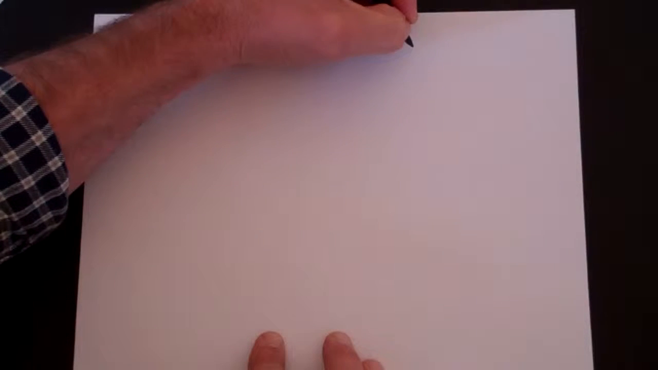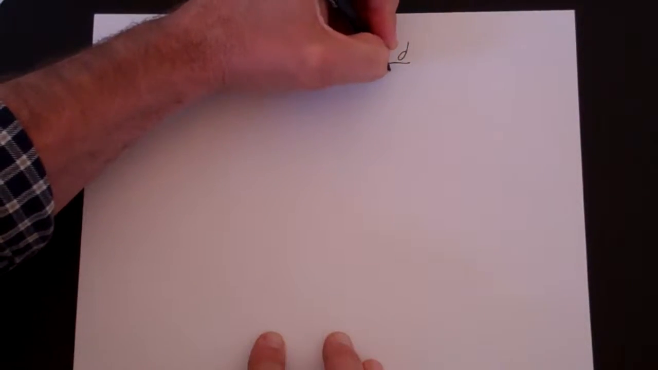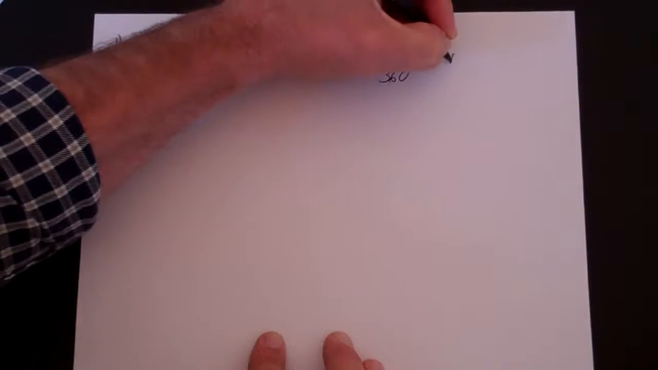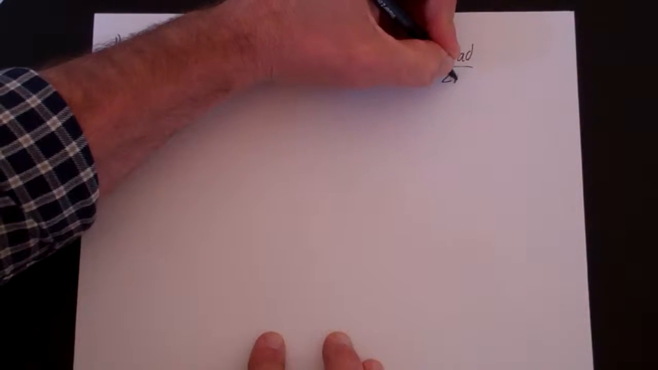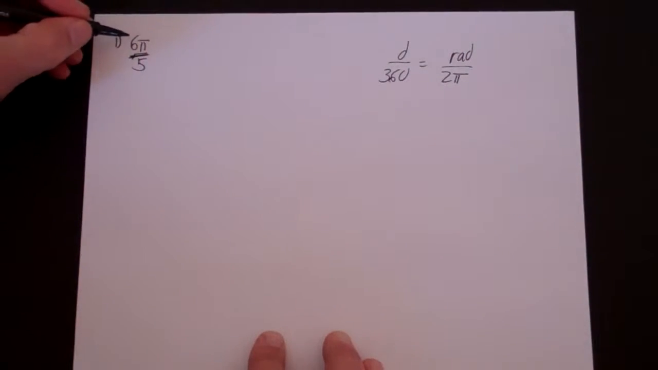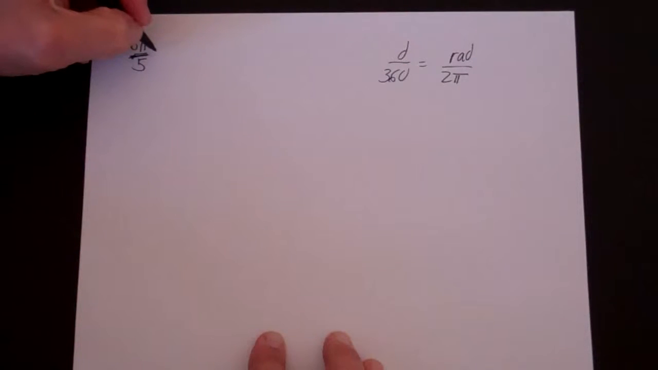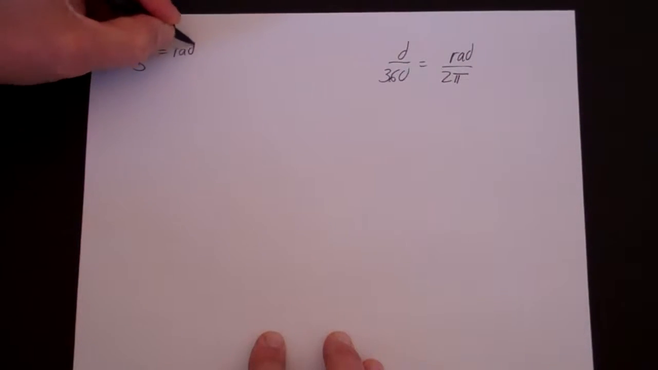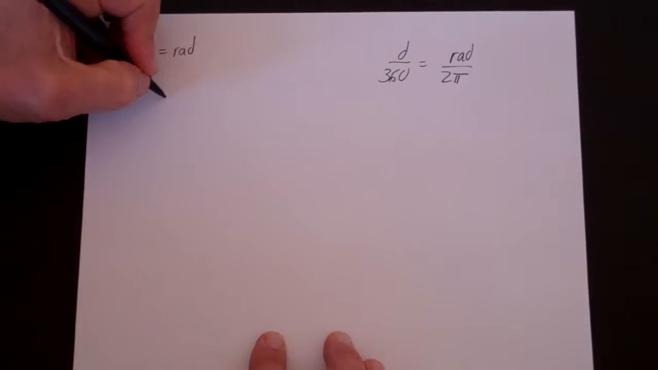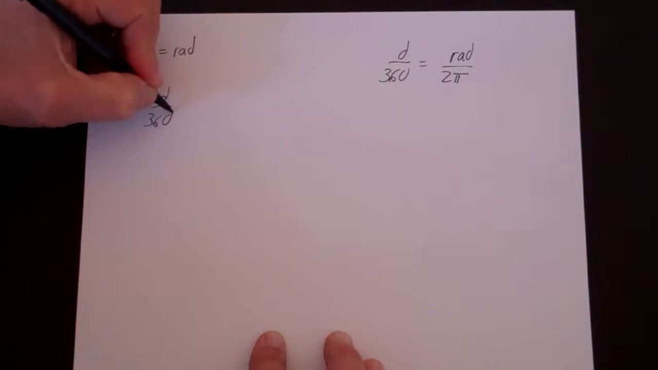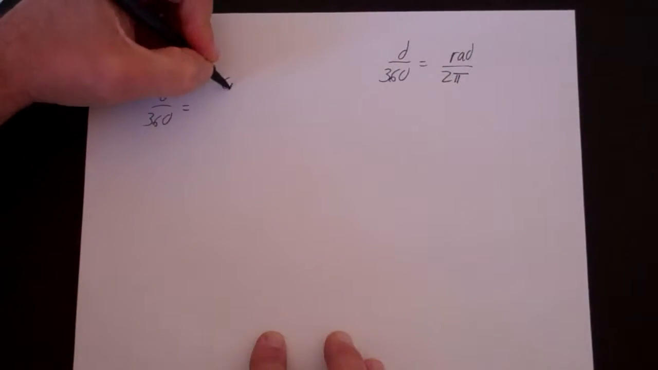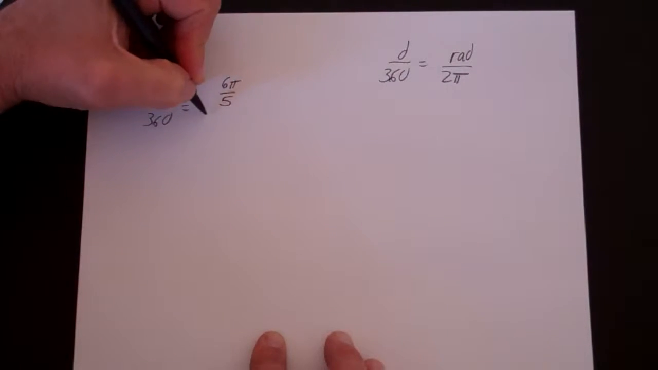In the first one, we want to convert 6 pi over 5, which is in radians, to degrees. In all of these cases, we're going to use the exact same formula: D over 360 is equal to radians over 2 pi. So you have 6 pi over 5 as the radian measure. If you plug this into the formula, you get D over 360 is equal to 6 pi over 5 over 2 pi.